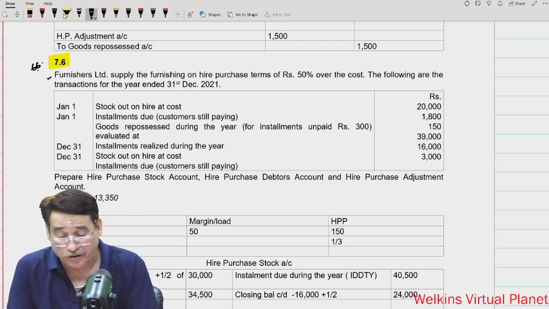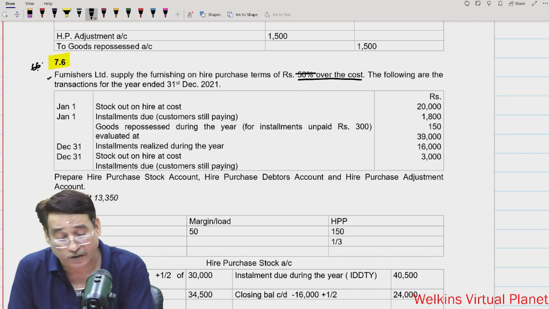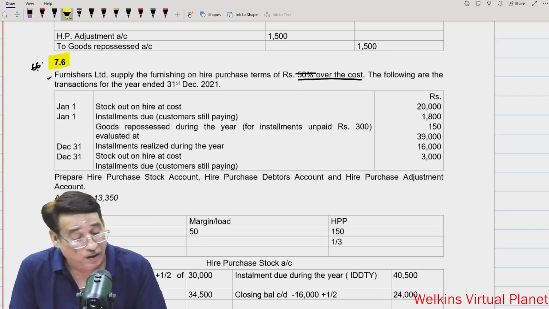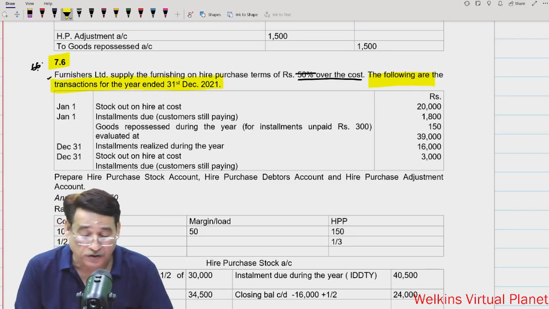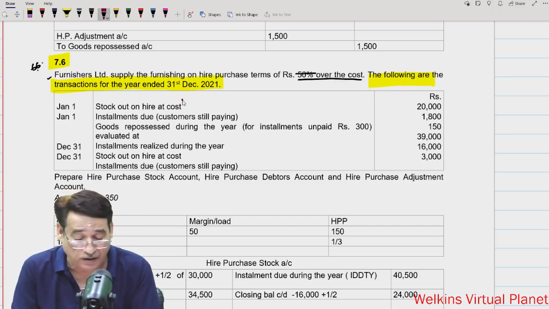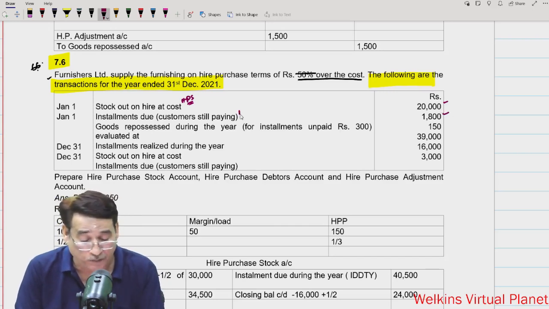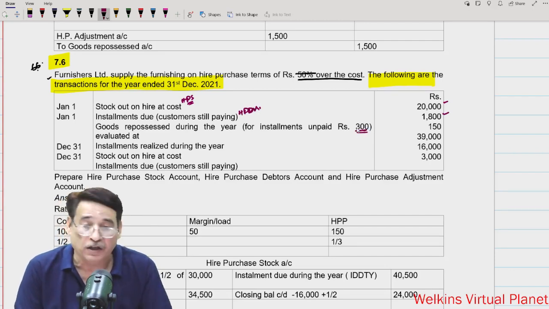What is given in the question? Furnishers Limited supplying the furnishing on hire purchase system at 50% over cost. And then the following are the transactions for the year ended 31st of December. The first information is stock out on hire. Stock out on hire means this information is related to hire purchase stock account, and this is the opening balance. Installment due and customers are still paying, that means it is related to hire purchase debtors account, opening balance. Goods repurchased during the year 300.